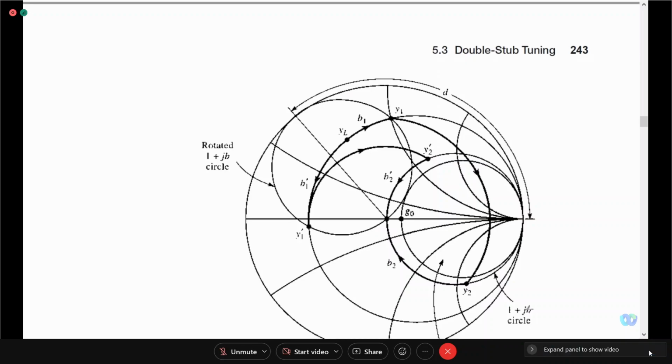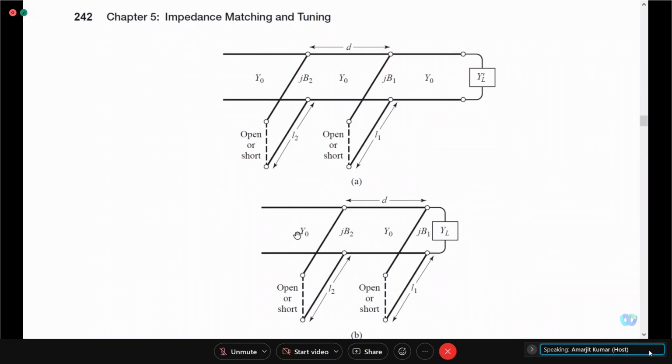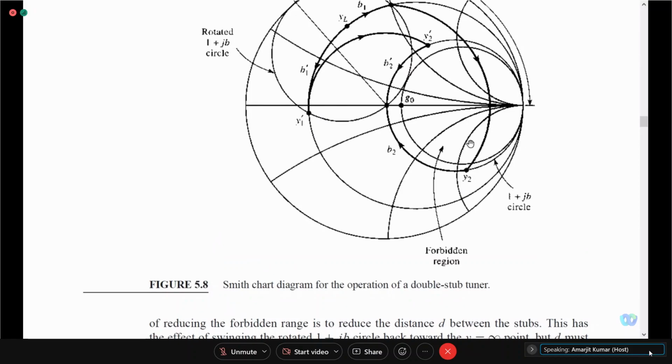So ultimately we have reached here. What is the real part of the admittance? Normalized, of course, that is 1. So basically we have started from the rotated circle, and from YL we moved to Y1. From Y1, D distance clockwise away from the load towards the generator, we reached here. Here the real part is 1, normalized. The real part will be 1, on the 1 plus JB circle. Y1 dash also you will reach here only on this circle, 1 plus JB, Y2 dash.